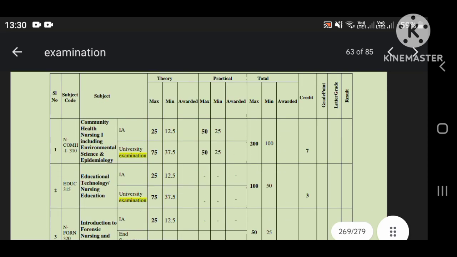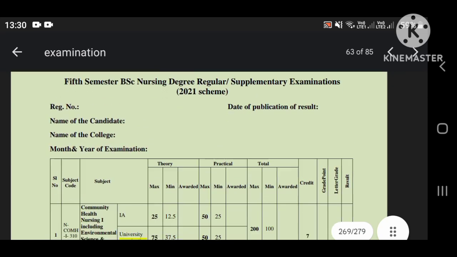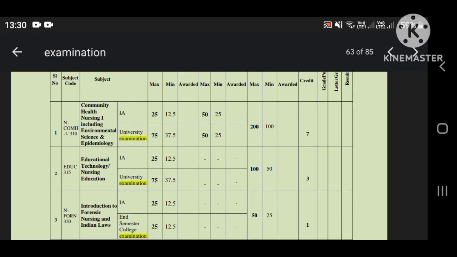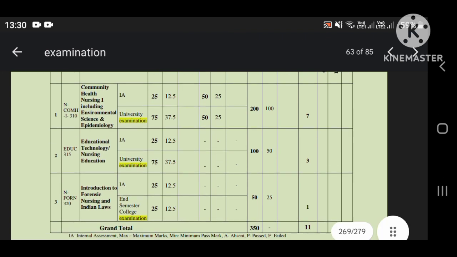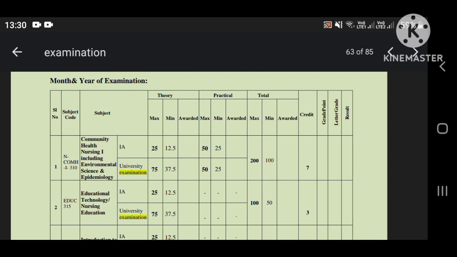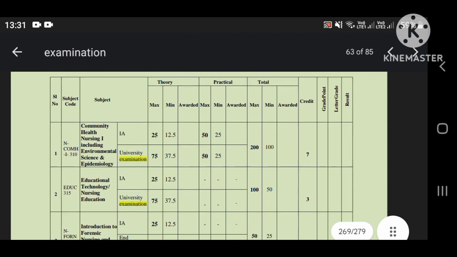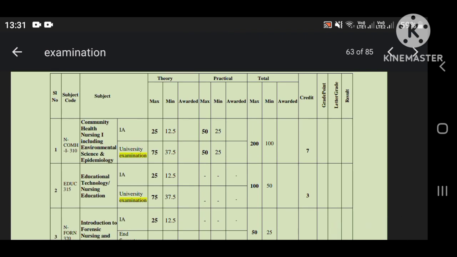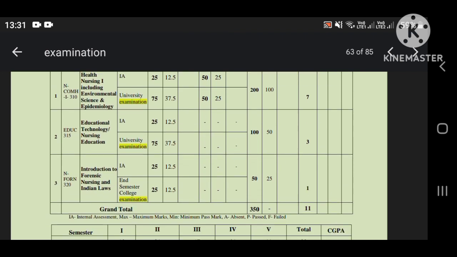Now let us see the 5th semester. For the 5th semester, when we calculate the final examination, you have community health nursing, educational technology, and introduction to forensic nursing as internal examination. For theory, you have 75 marks university examination for community health nursing. For education also 75 marks, 3 hours university examination. For introduction to forensic nursing you will have only end semester examination.